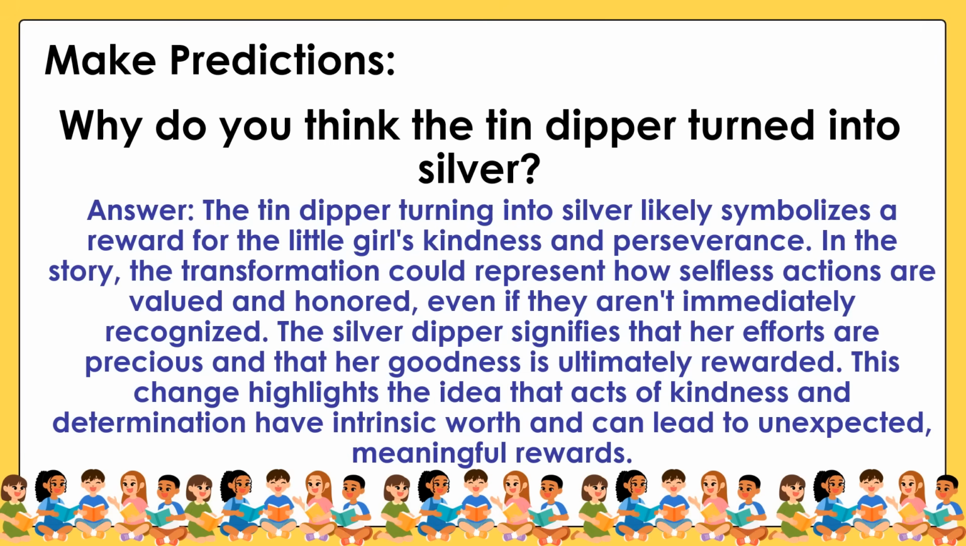Here's the question. So why do you think the tin dipper turned into silver? Here's the possible answer. The tin dipper turning into silver likely symbolizes a reward for the little girl's kindness and perseverance. In the story, the transformation could represent how selfless actions are valued and honored, even if they aren't immediately recognized. The silver dipper signifies that her efforts are precious and that her goodness is ultimately rewarded. This change highlights the idea that acts of kindness and determination have intrinsic worth and can lead to unexpected meaningful rewards.